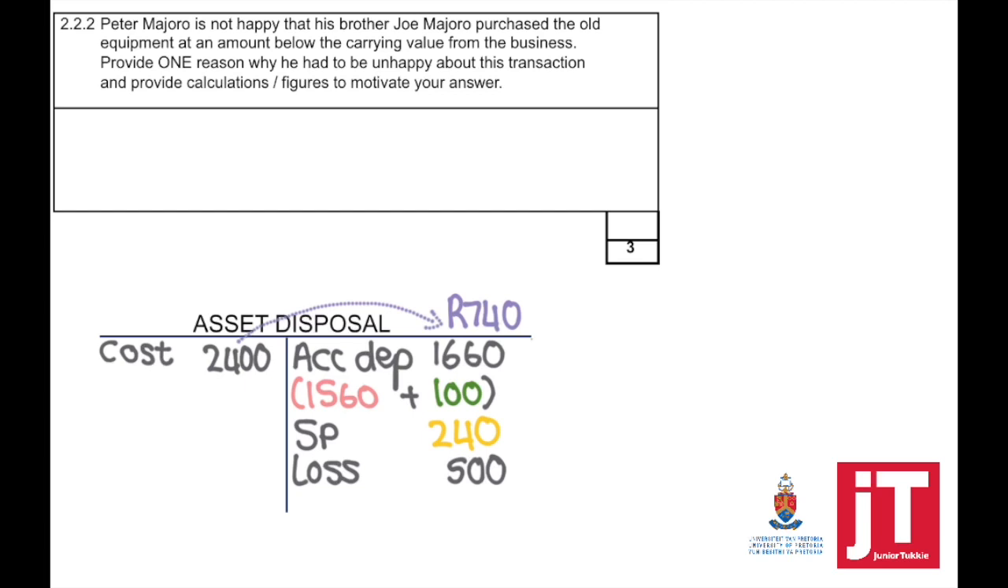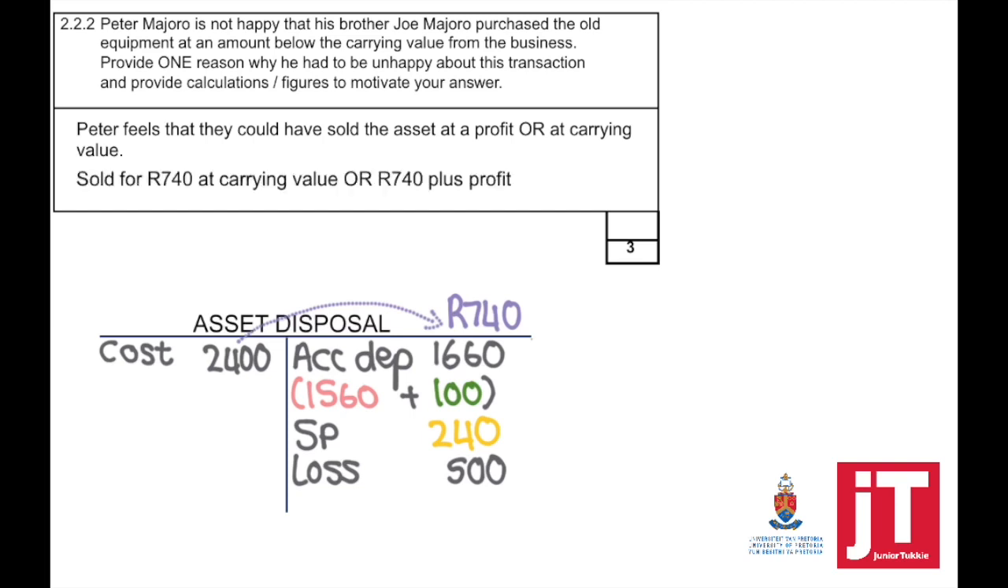If we look at the asset disposal account, we said the selling price was calculated at 240. This is below the book value. So Peter feels that they could have sold the asset at a profit or at carrying value. We could have sold it for 740 at carrying value or plus the profit. So anything above 740 would have meant that we would have sold it for more than the book value, which means that we've made a profit.